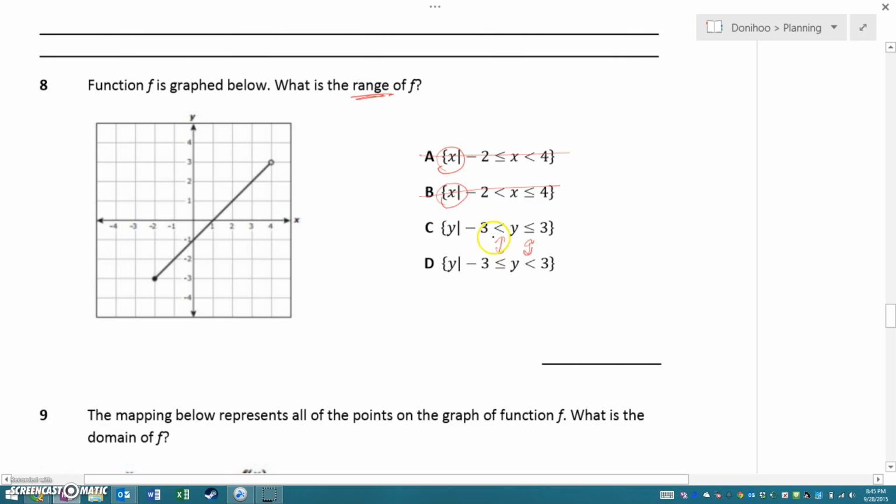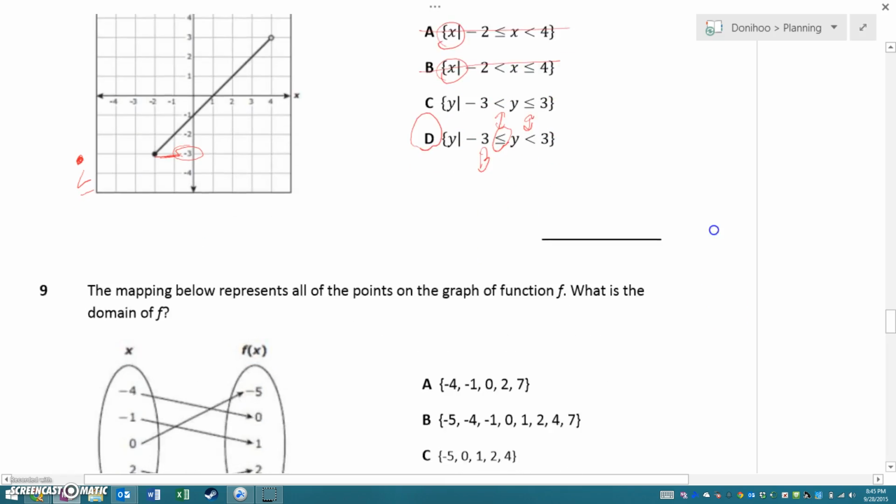So then really all you're wondering is at the bottom of the graph, is this supposed to be equal to or not equal to? And again, it's a filled in circle down here. Filled in circle, that's going to be equal to. So the bottom number is equal to, so that means D is going to be our correct answer. Simple piece of information. If you know it, you're good.